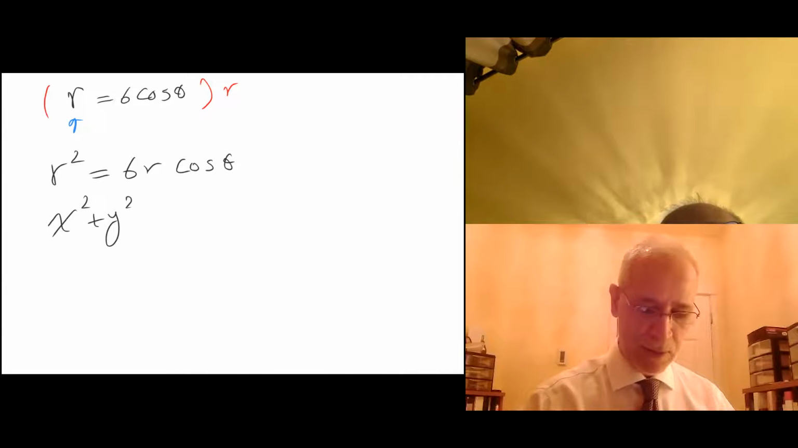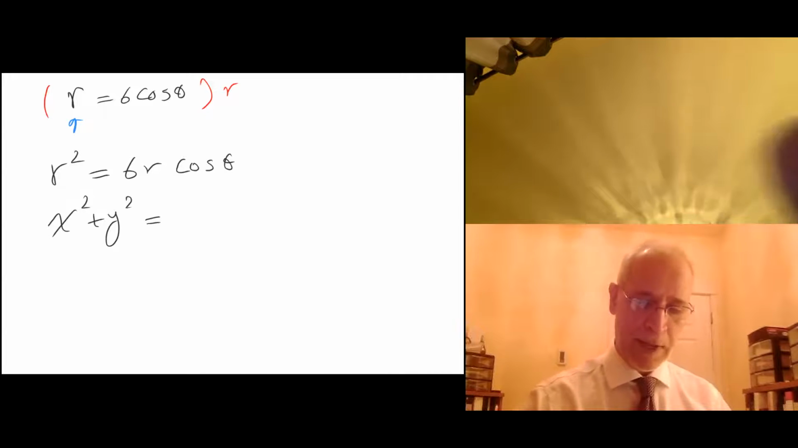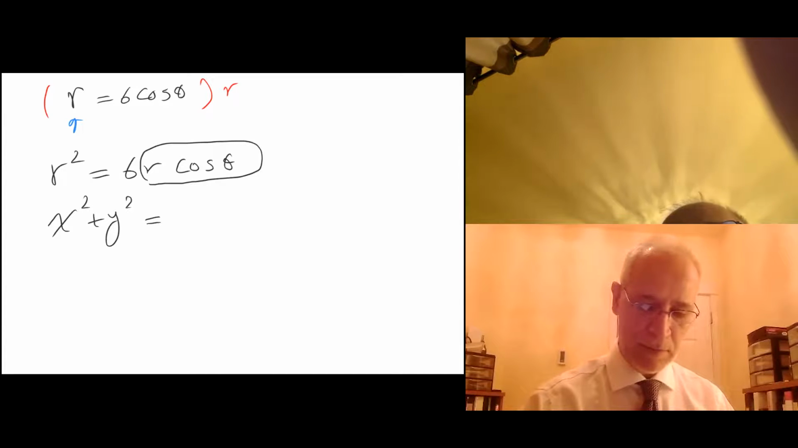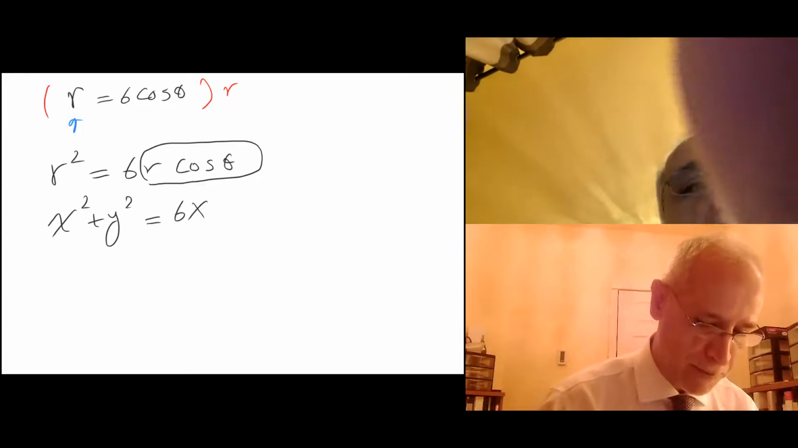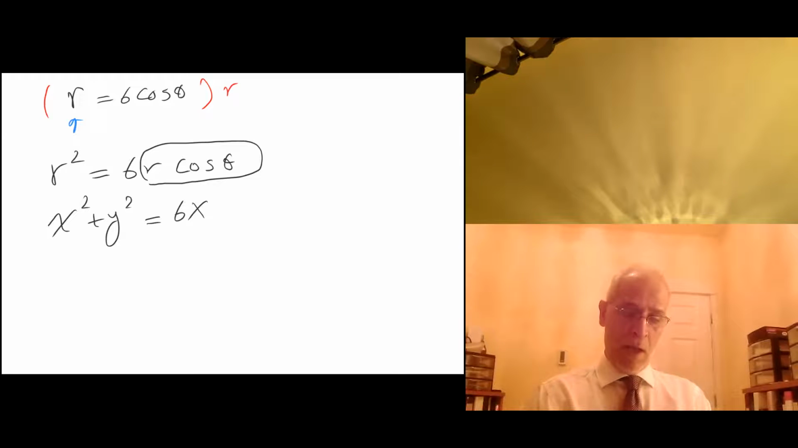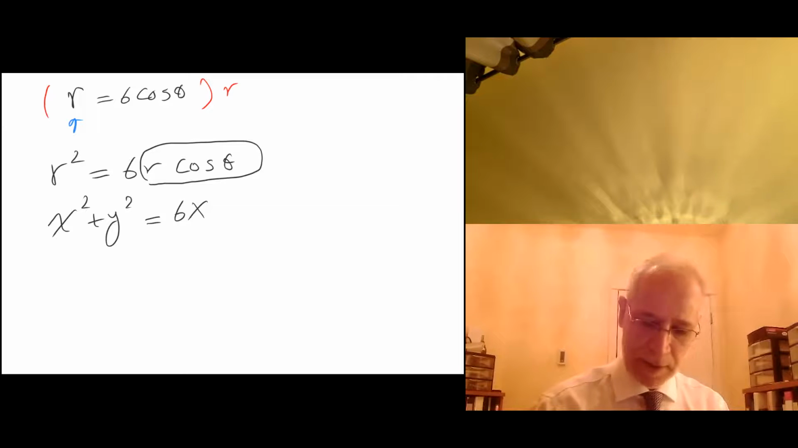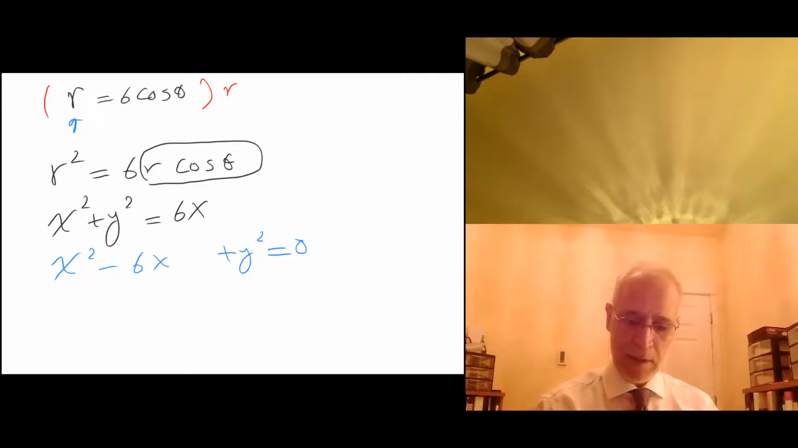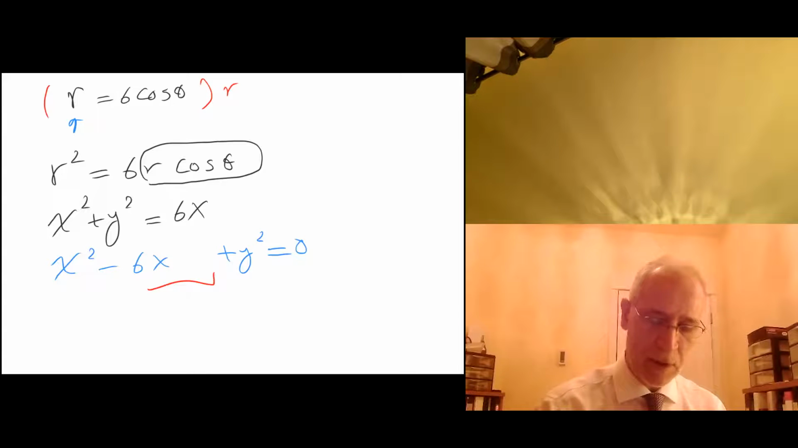And that equals 6r. And I know r cosine of theta is x. So I'm going to exchange this with 6x. What can you do? Let's move the 6x to the left-hand side: x squared minus 6x plus y squared equals 0. And now I can complete the square in this part.